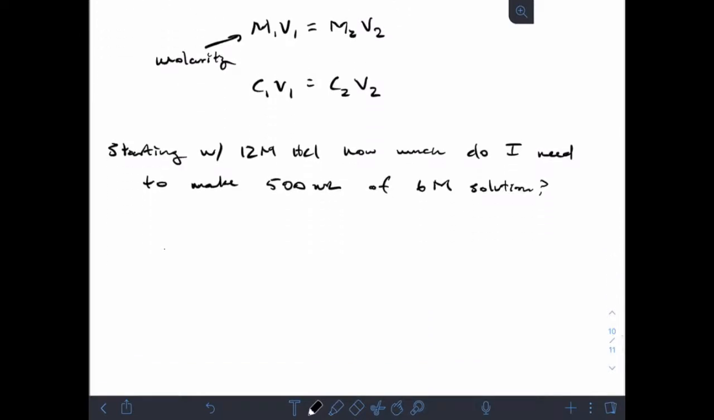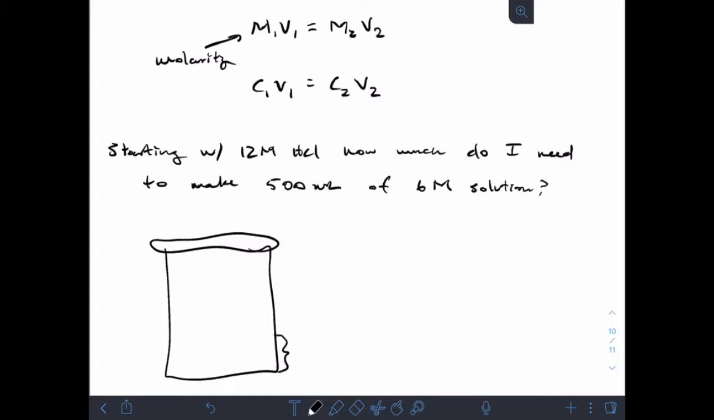If I make this crudely in a beaker, and that's supposed to be a beaker, I need some volume of 12 molar solution to start. And then I'm going to add water to reach 500 milliliters of 6 molar solution. So I need to know what that initial volume is.